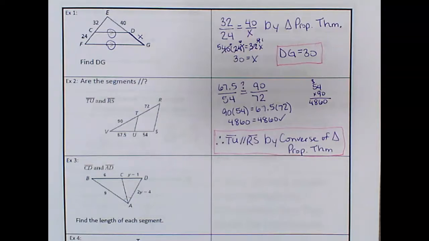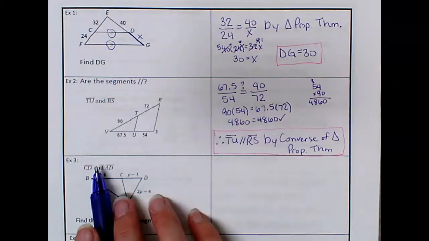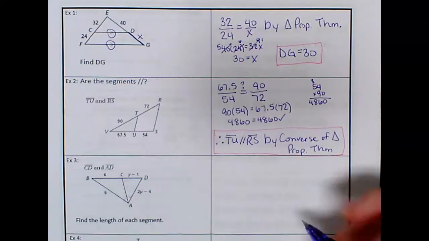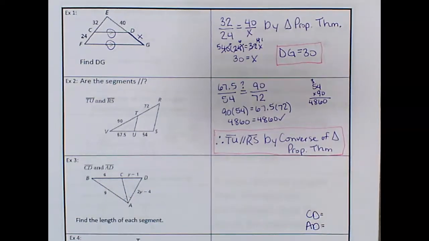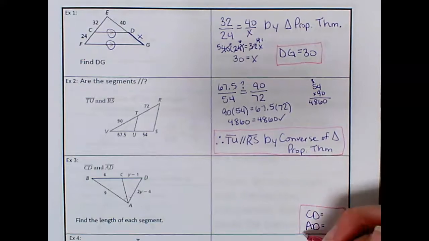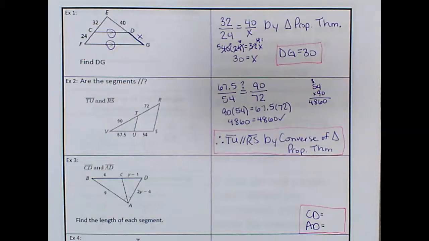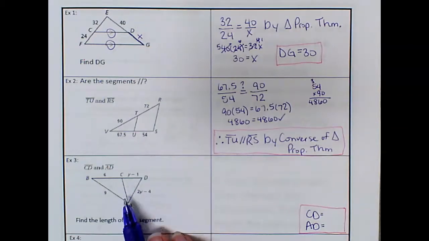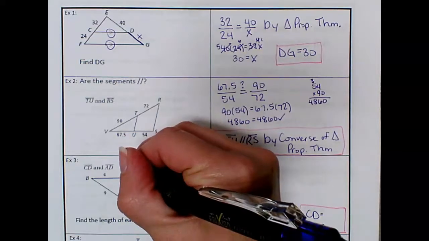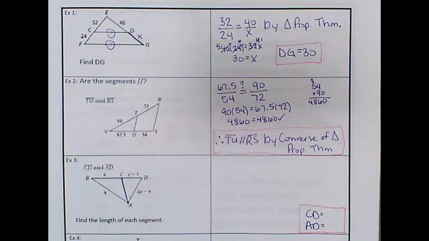Example 3 says find the length of each segment. I'm supposed to find the length of segment CD and AD. So CD equals, AD equals, and those are the two that I'm supposed to find. Okay, so I notice a couple things. I notice that I have either measurements or expressions for measurements on most of the sides. I also notice that I have this segment right here creating two triangles, and that this angle and this angle are congruent, and that certainly looks like segment CA is an angle bisector to me.